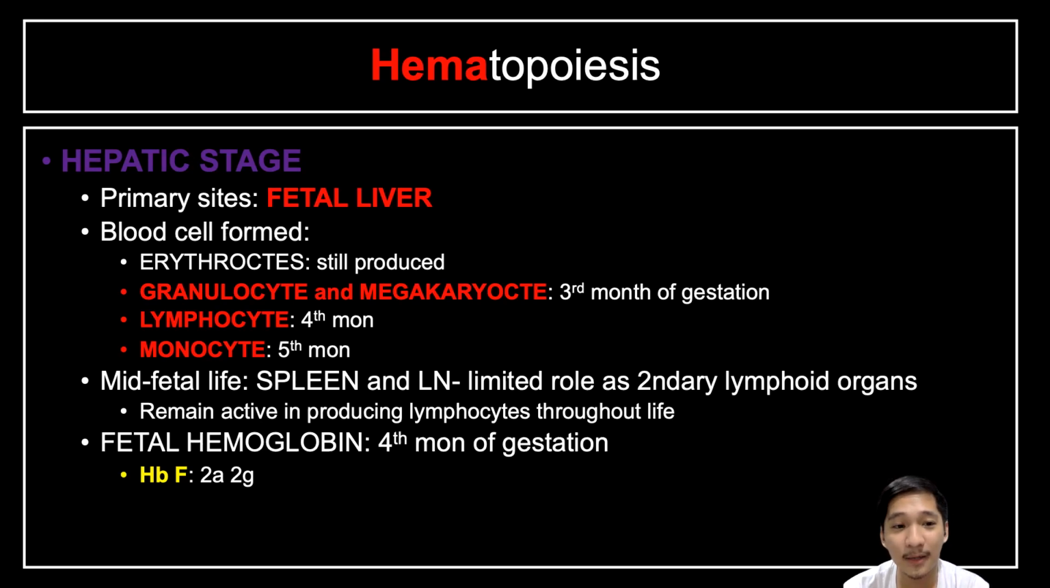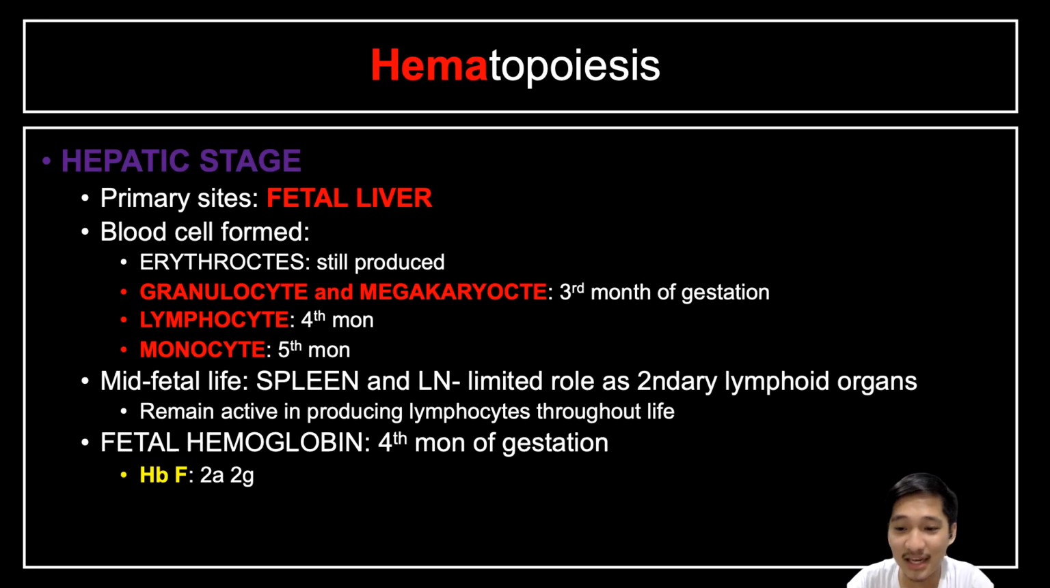So we have additional cells. We have the granulocyte and the megakaryocyte at the third month of gestation, and lymphocyte and monocyte at the fourth and fifth month of gestation, respectively. So we have the mnemonic GLM: erythrocyte, granulocyte, and megakaryocyte, lymphocyte, and monocyte.